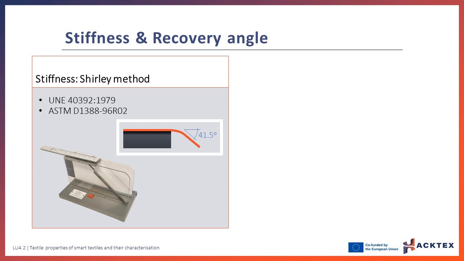Shirley method is the most used to determine the stiffness or the flexure resistance of textiles. The procedure is based on the principle of a cantilever, and consists of determining the length of fabric necessary for the cantilever end to form a fixed angle with respect to the horizontal plane.